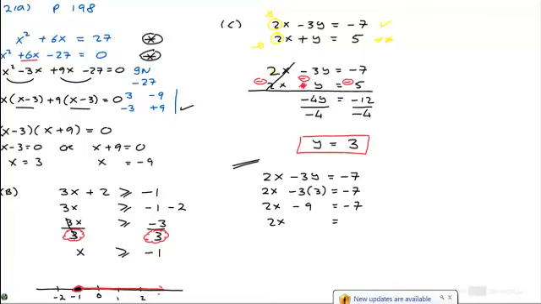x is to one side, numbers to the other. Of course, being careful, watching your signs. Divide both sides by 2. So x value is going to be 1. And there are your solutions.